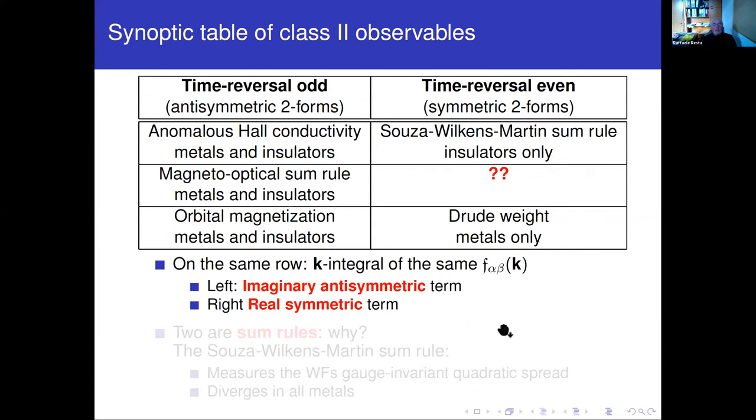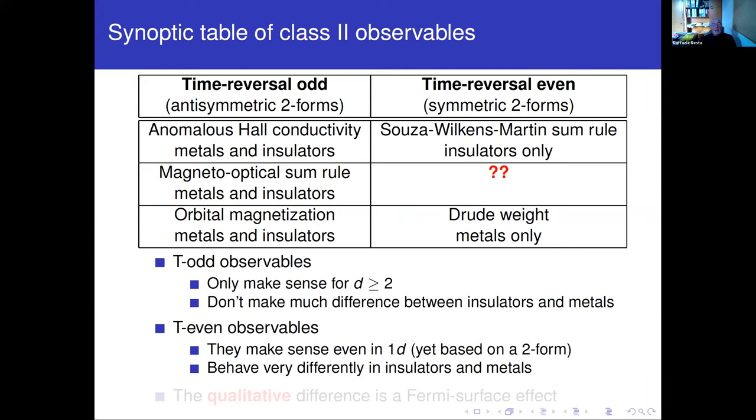Now, you notice in this table that on the same row I have actually the same differential form, symmetric and antisymmetric part. And there are also two sum rules. I will not explain why, but a sum rule is an excitation property, not a ground state property. But at the end, if you integrate over the frequencies, an excitation property becomes a ground state property. Again, there are T-odd and T-even. We notice that for the T-odd, essentially you have the same formula for metal and insulator.